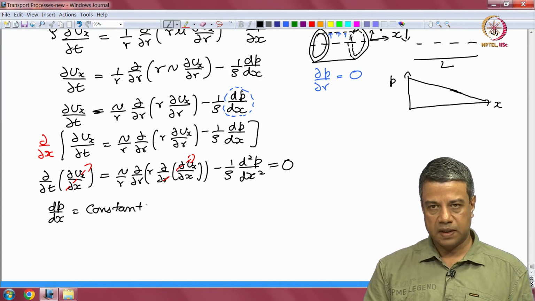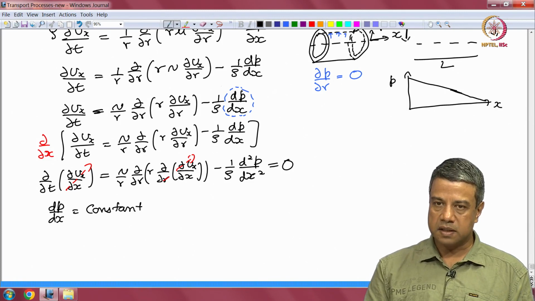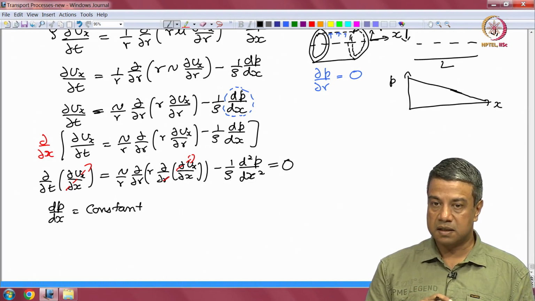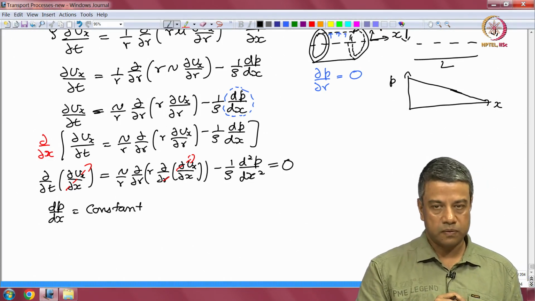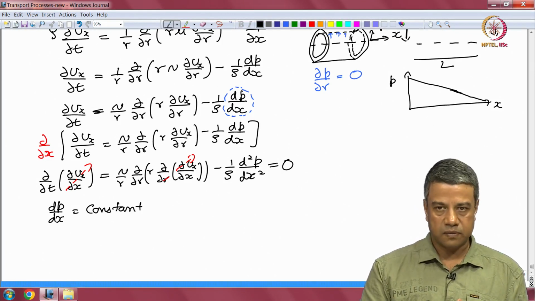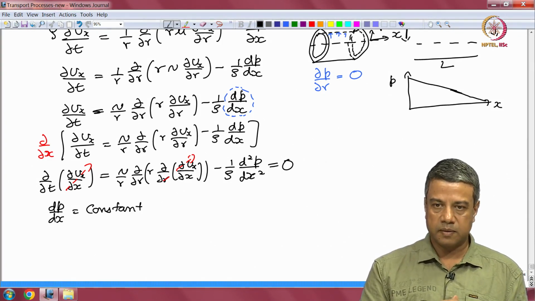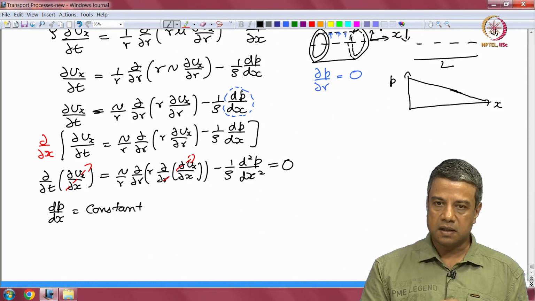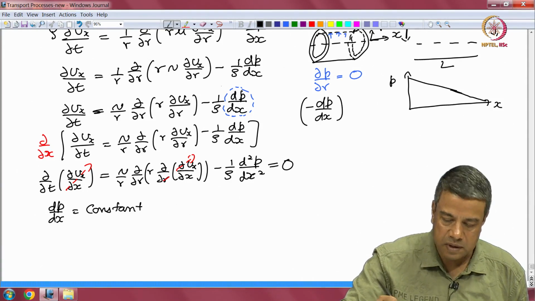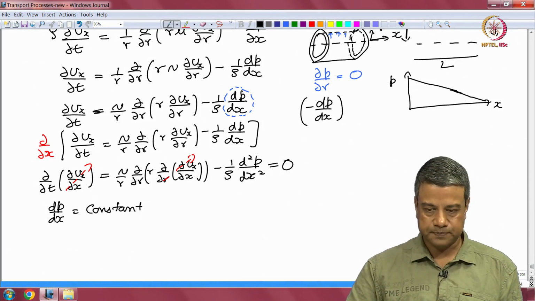For a pipe flow, incompressible pipe flow, unidirectional, the pressure has to vary linearly between the inlet and the outlet. The pressure at the inlet is higher than the pressure at the outlet in order to drive the flow. Therefore, dp by dx is a negative constant. In the discussion, we will use minus dp by dx as a positive quantity.